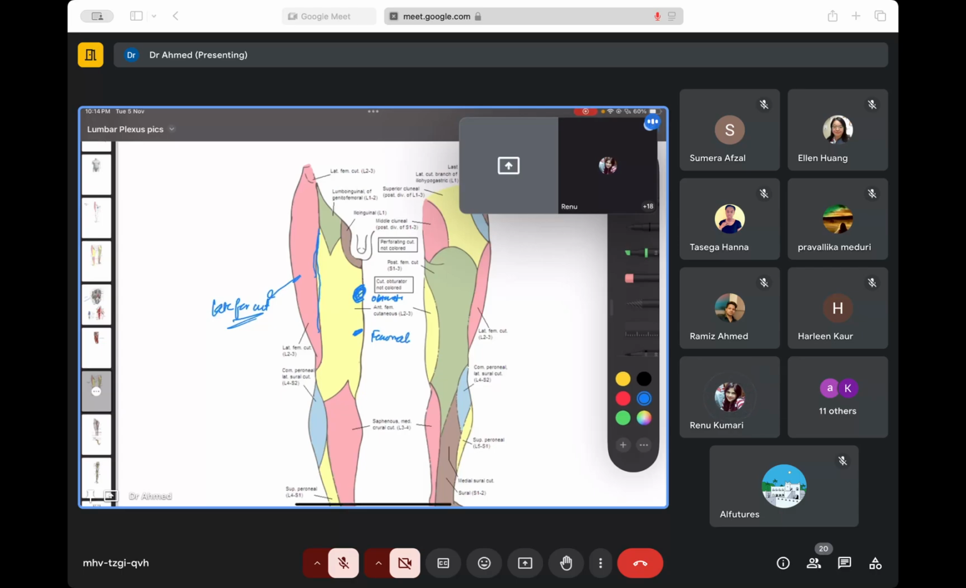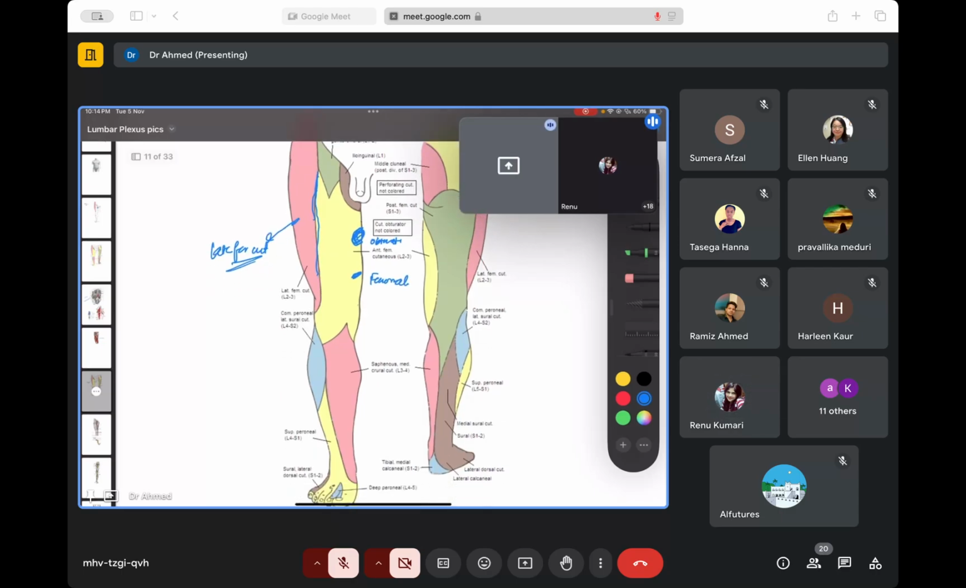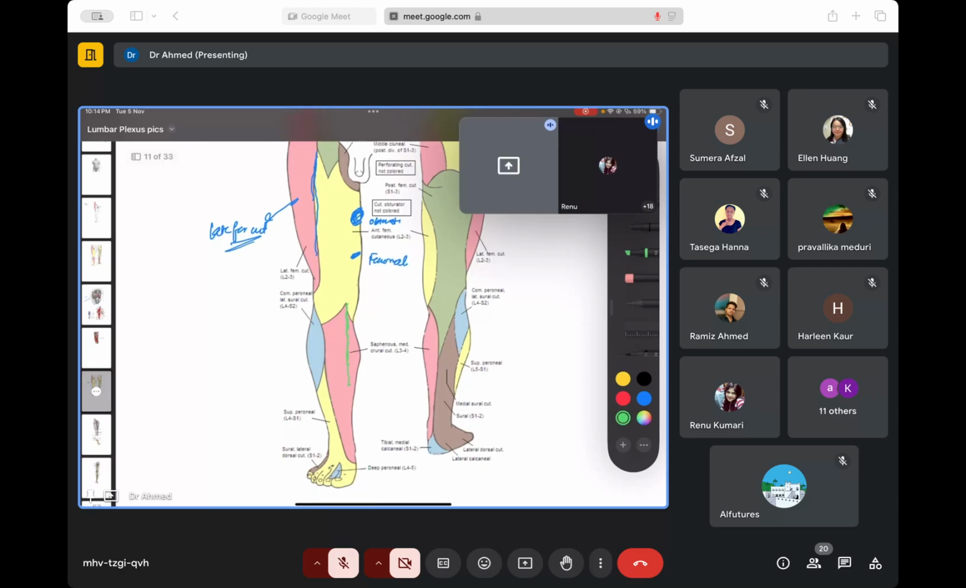The femoral nerve is also going to give a branch known as the saphenous nerve. This saphenous nerve is going to supply the skin of the medial leg and foot. This is also a branch of your femoral nerve, giving sensory innervation to the medial side of your leg and foot. So all of these are the functions of the femoral nerve.